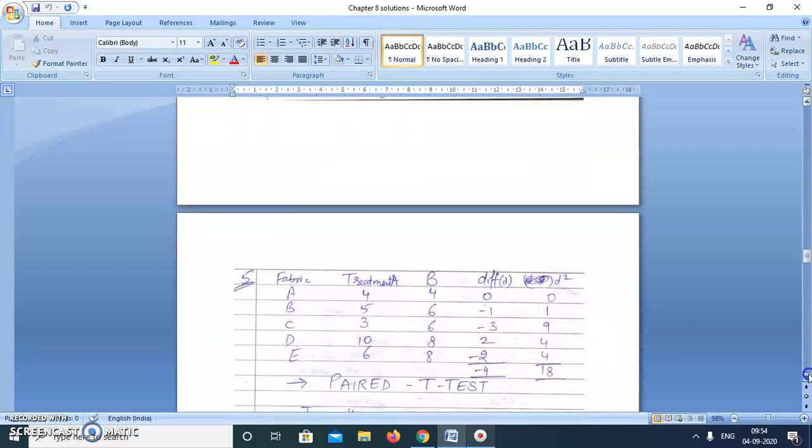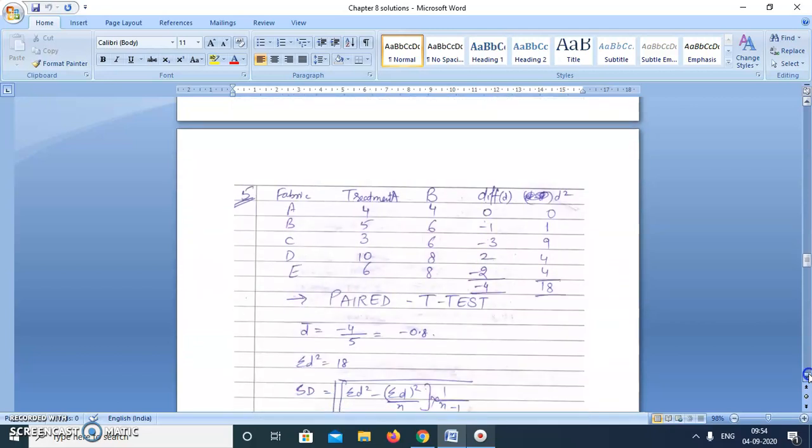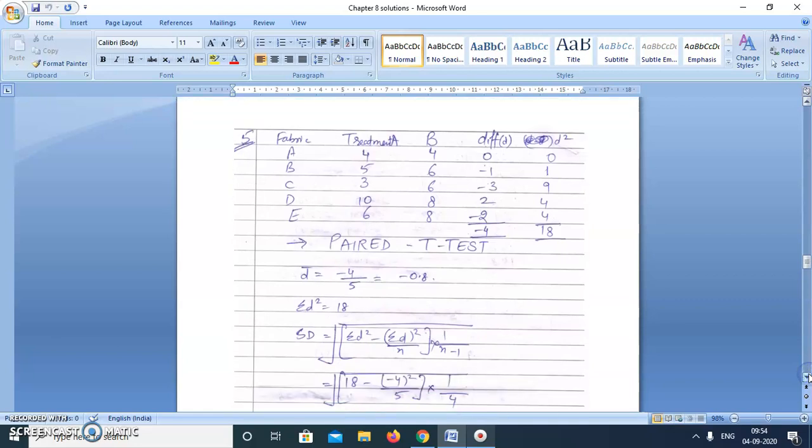Now we'll move to question number 5. This question is an example of a paired t-test. How we identify the question is, in this case they are saying pieces of 5 different fabrics were each divided into 2 parts. So basically 5 fabrics were divided into 2 parts, and 2 shrink resist treatments were given. So the main point is, the fabric is the same for all the cases.